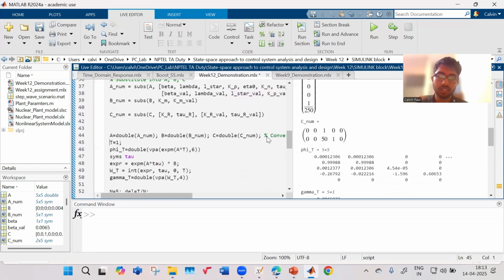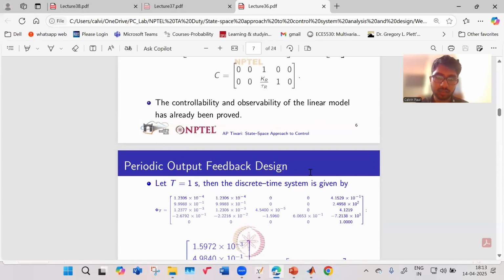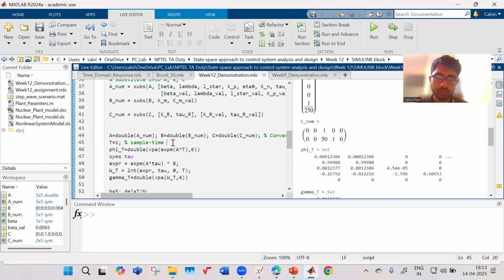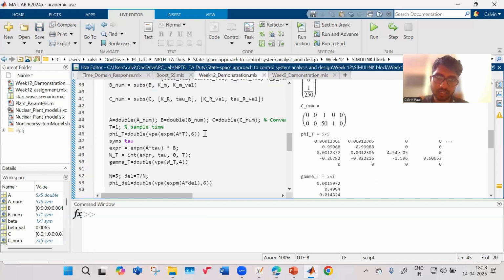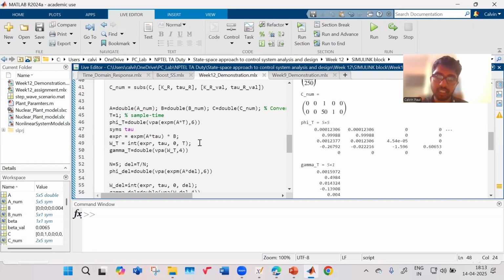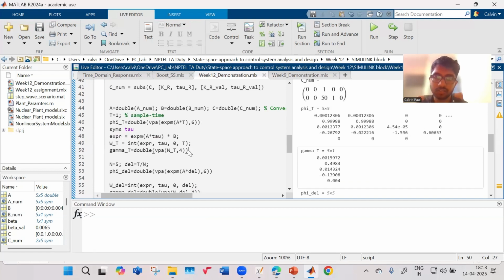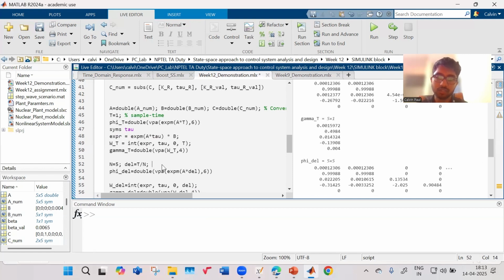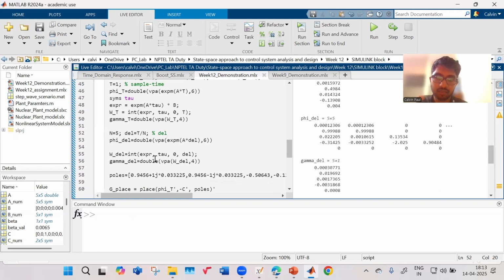Then T equal to 1 is the sample time, as shown over here. Then phi t is double of expm of A into T, considering the numeric values. This is the expression, and this is the integration of that expression, and this is how we get gamma. Now, this is for delta, where delta is equal to T by N. This is phi delta, and this is the gamma delta we found.